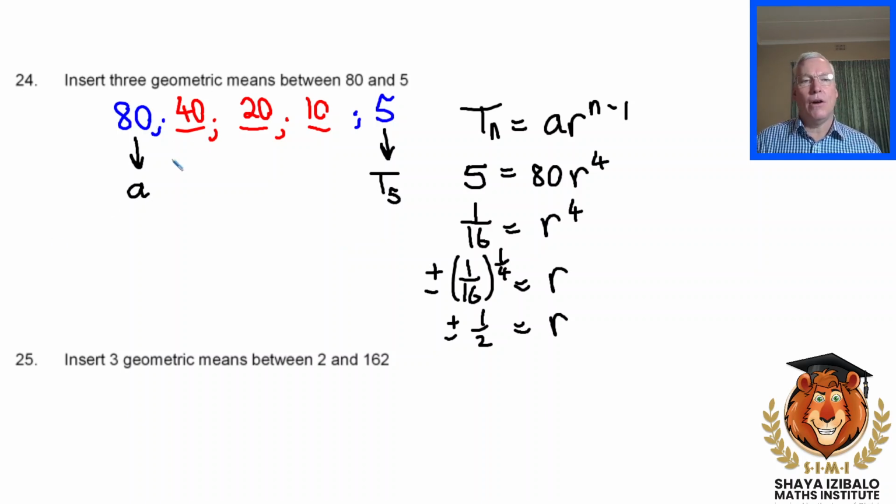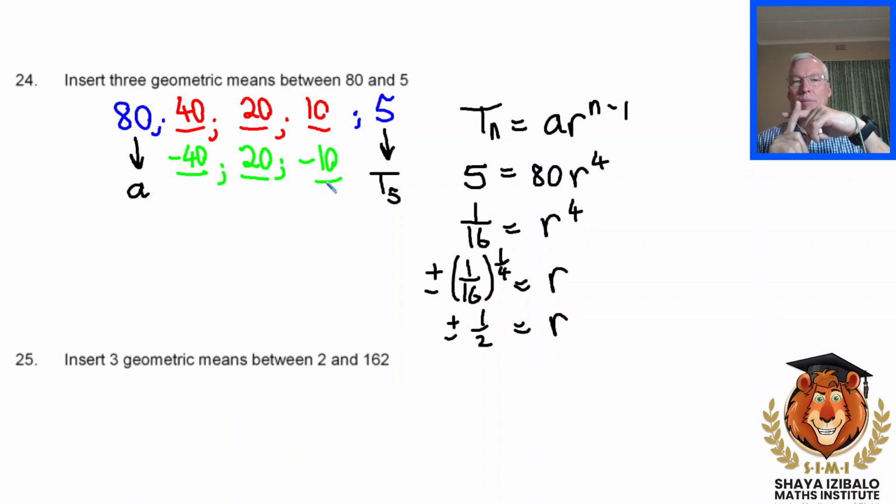Now, if r is negative a half, then we get negative 40. But negative a half times negative 40, and a negative times a negative is going to be a positive, that's going to be positive 20 again. But when you multiply 20 by negative a half, you're going to get negative 10, a negative number. But when you multiply negative 10 by negative a half, and a negative times a negative, you're going to get a positive. You're going to get positive 5. So there are 2 possible answers.